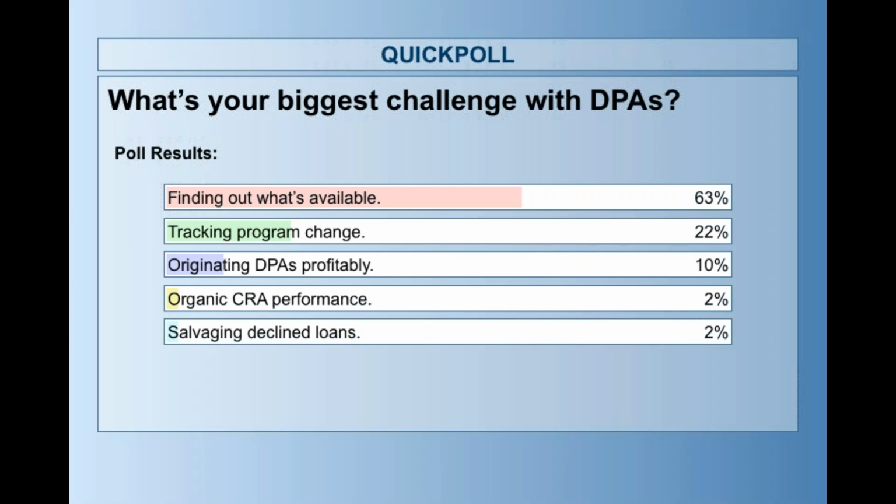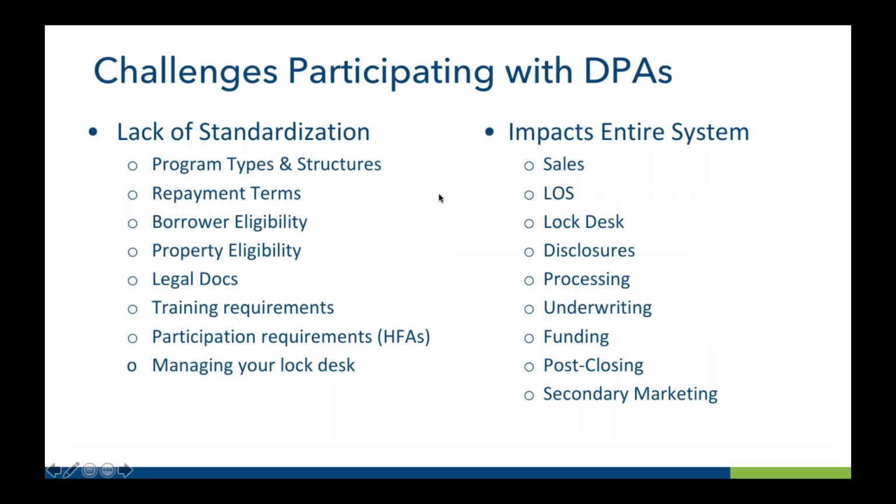Once you figure out what's out there and start to participate in or utilize those programs, the next most obvious challenge is tracking changes to that program. And just the same, if nothing changed, it's important to know that as well, right? And then of course, originating them profitably, organic CRA performance, and salvaging declined loans. We're actually going to talk about salvaging declined loans in a bit more detail in a few minutes. But let's get that off the screen and move on here.